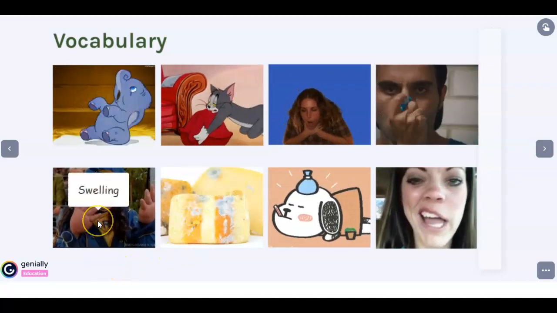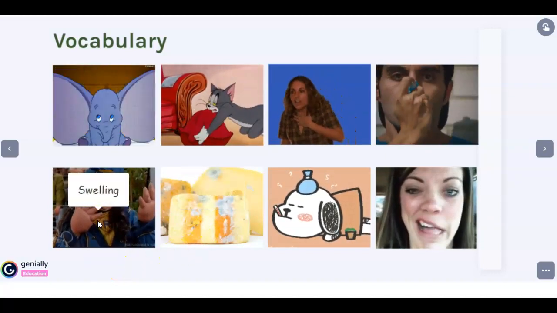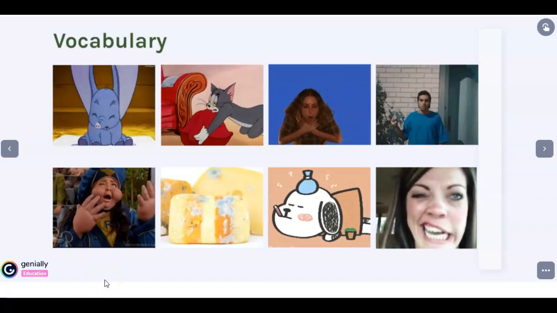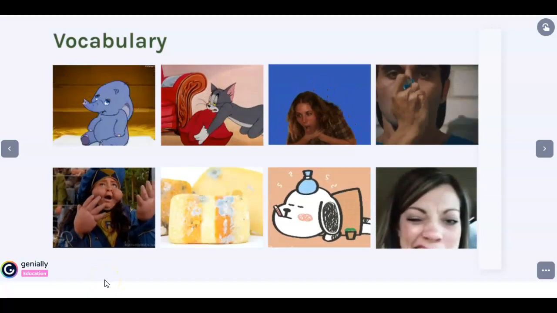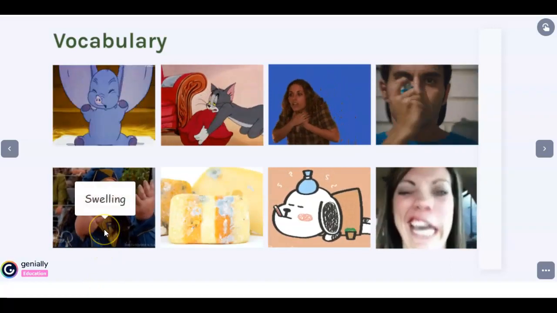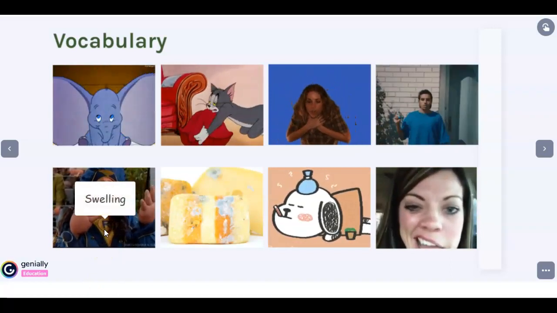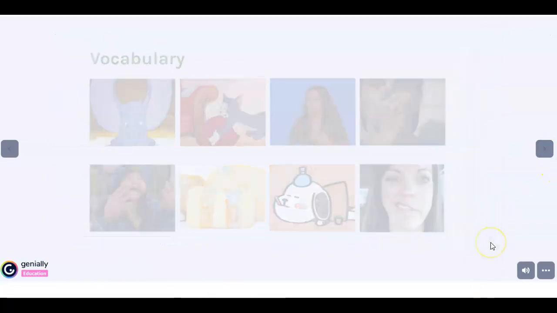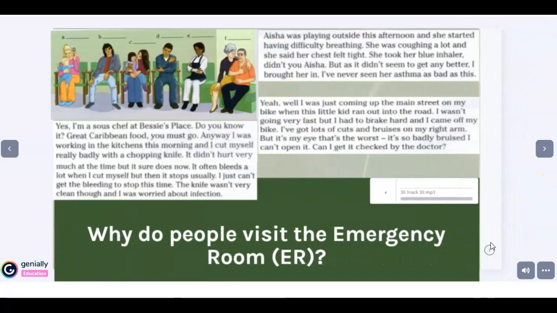And finally, we have this poor lady suffering from swelling. As you can see, all her body is like very big. So when you suffer from this, you are swelling. So what can you do when you want to know about your patient's symptoms? Okay, so in this case, we have this.